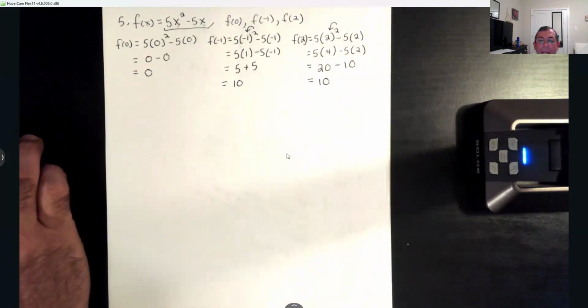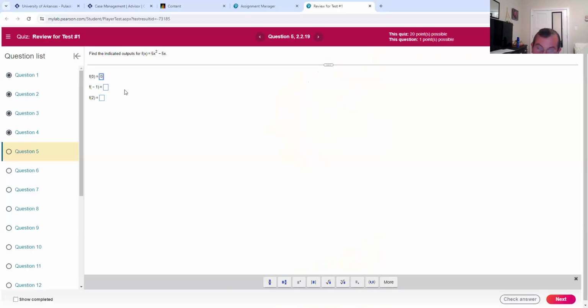On that one, you actually have to put in all three of these answers. F of 0, I got 0. F of -1, I got 10. F of 2, I got 10. Once you put those three in, you're going to hit next.